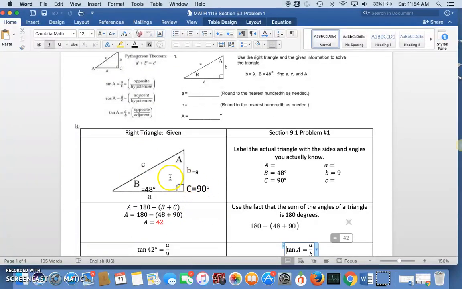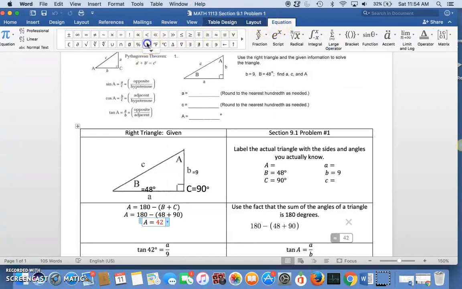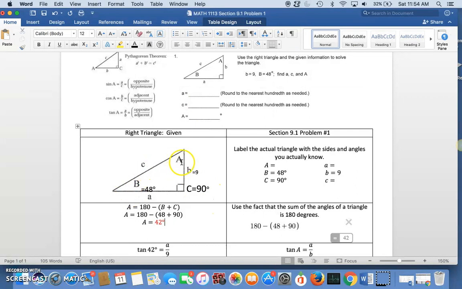The first thing, since you are only missing one angle, would be to find that angle. All of the angles of a triangle need to add up to 180 degrees. So if you add the angles that you know and subtract them from 90, you get 42. So angle A is actually 42 degrees. You can put a degree symbol there. It's 42 degrees. Be sure you see that. Now you have A, B, and C. You have all of your angles.